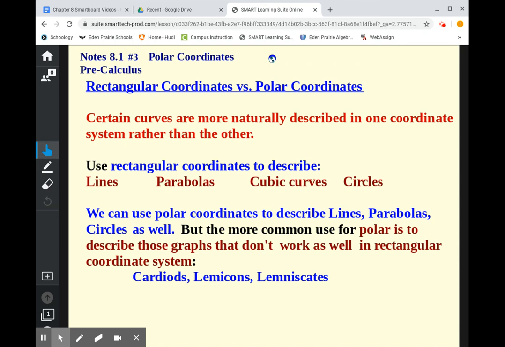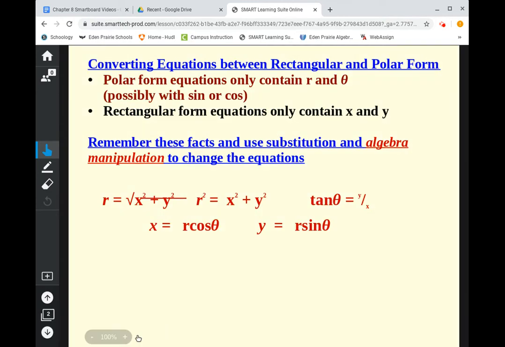Okay, in 8.1, this is video number 3. We'll talk about converting equations between rectangular and polar form. All right, converting equations between rectangular and polar form.